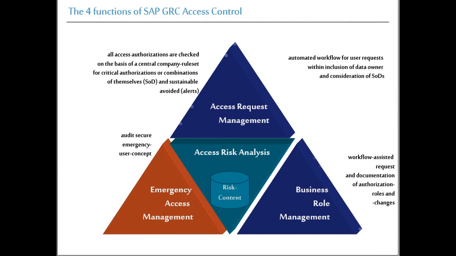Now coming to the fourth slide, which discusses the different modules that SAP GRC has. GRC actually has three important modules: access control, process control, and risk management. In access control, again, we have four sub-modules: access risk analysis, emergency access management, business role management, and access request management. We will talk about each and every module of access control in detail in the coming slides.